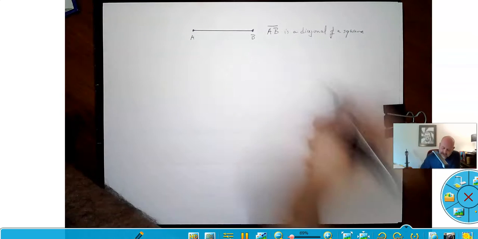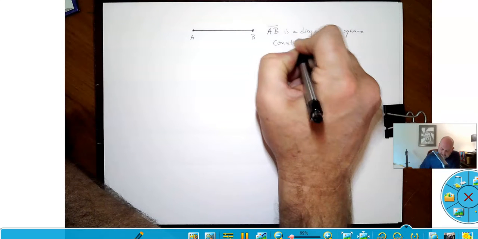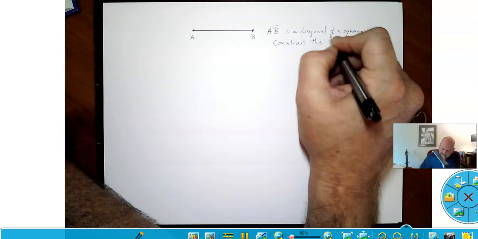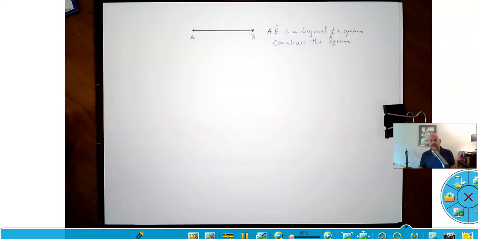Okay, so AB is the diagonal of a square. Construct the square. Right? A diagonal is enough to determine a square.